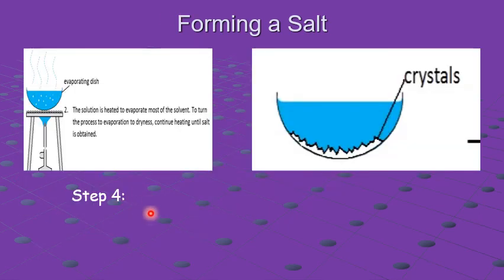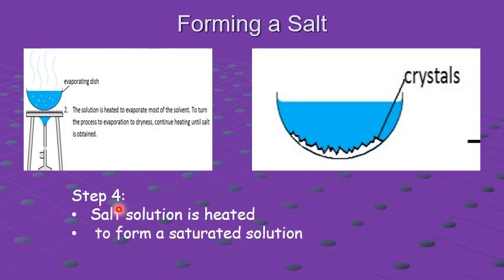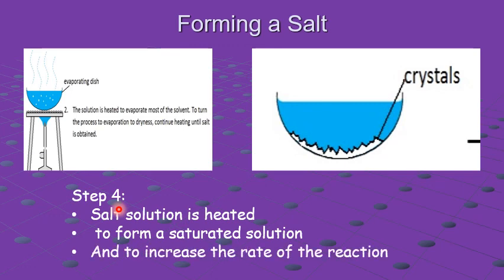So next, what's going to be the next step? We are going to heat the solution, and this is to evaporate most of the solvent. When you heat a solution up, you're going to be evaporating the solvent, and this is what we want, because we want to be collecting the pure salt. So we heat the solution. Two reasons: to form a saturated solution, and to increase the rate of the reaction, to make the reaction happen more quickly.